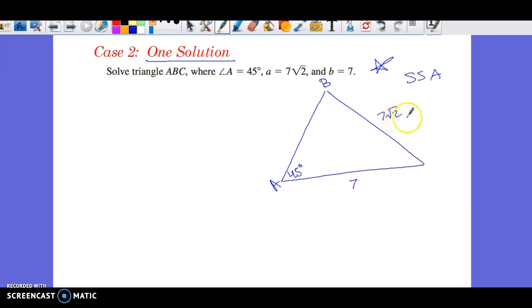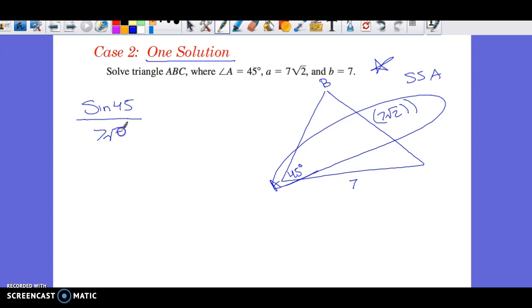Be careful anytime you have a radical when you're typing in the calculator, you want to throw some extra parentheses around it. Okay, so we're going to set up the law of sines because I have information across from each other. So we're going to do sine 45 over 7 radical 2 equals sine of B over 7. This is very different from the last one because I'm looking for an angle. If you remember from our last section in SOHCAHTOA, we found an angle by pushing the second button.